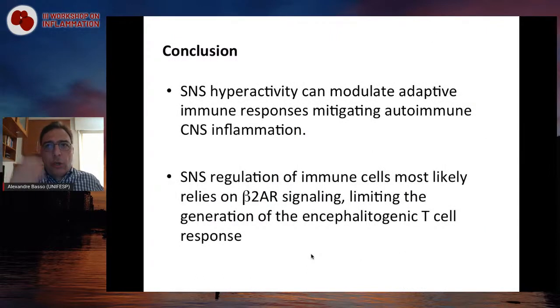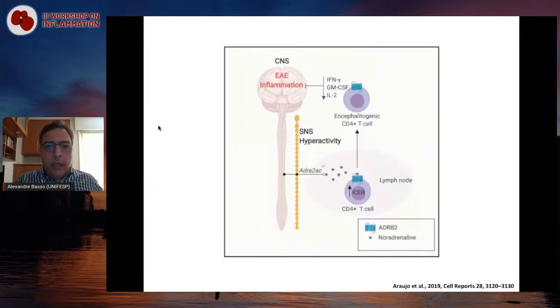So the conclusion of this part of the talk is that the sympathetic nervous system hyperactivity can modulate the adaptive immune responses, mitigating autoimmune CNS inflammation. And sympathetic nervous system regulation of immune cells most likely relies on beta-2-AR signaling, limiting the generation of the encephalitogenic TCR response. And this is the graphical abstract.